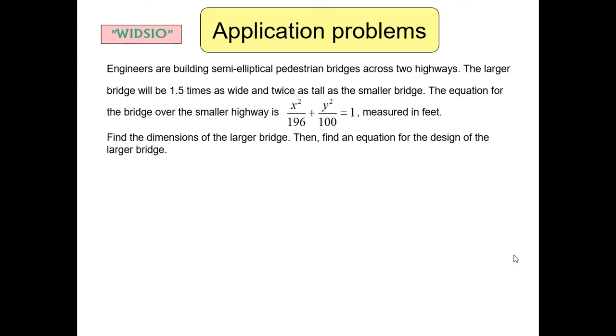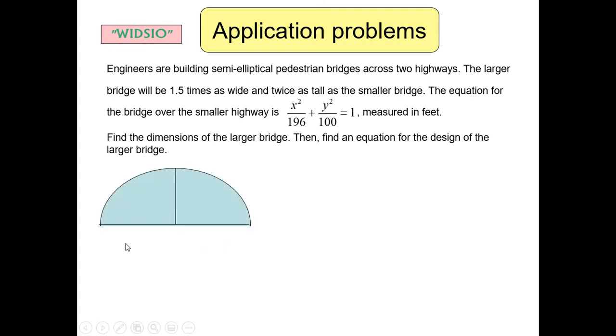All right, again, you'll have to come back to that one. So application problems, engineers are building semi-elliptical pedestrian bridges. So semi-elliptical means it's going to be half an ellipse. So we're going to be just looking at the part that's above the x-axis. The larger bridge will be 1.5 times as wide and twice as tall as the smaller bridge. The equation for the bridge over the smaller highway is x squared over 196 plus y squared over 100 equals 1, measured in feet. Find the dimensions of the larger bridge and then find the equation.